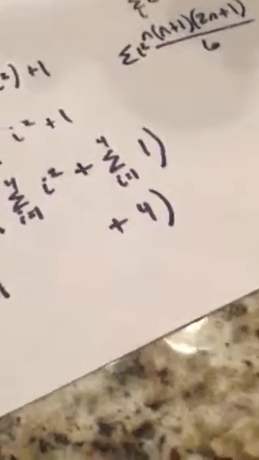So then for here we'd have 1/8 times n, so n is 4, times n plus 1, which is 5, times 2n plus 1, 8 plus 1 is 9, all over 6. These should technically be brackets.